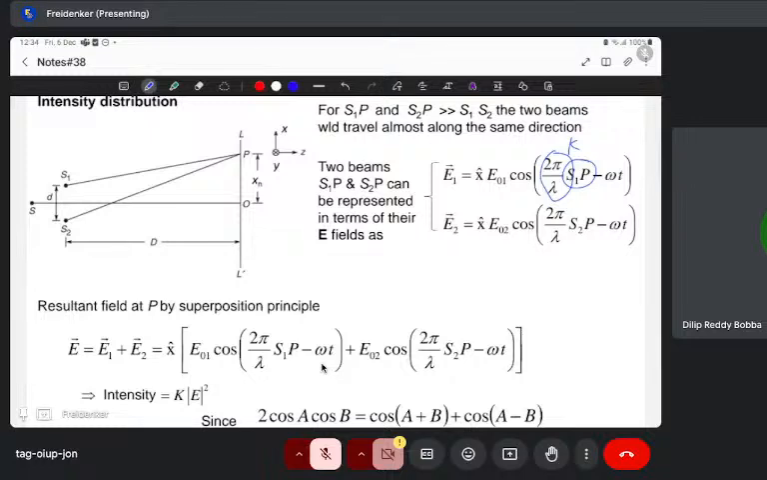It's like when the electric field came here, this is E1, right? When it came here, it traveled S1P distance. When this came here, it has traveled this distance in the same amount of time. So that is the meaning. So when interference is happening, E1 has this one. It looks like this. E2 currently looks like this.